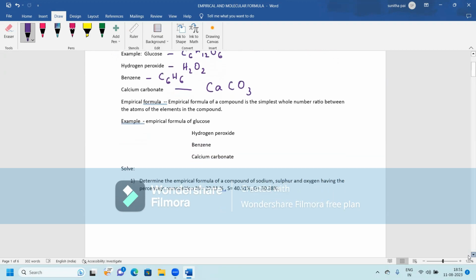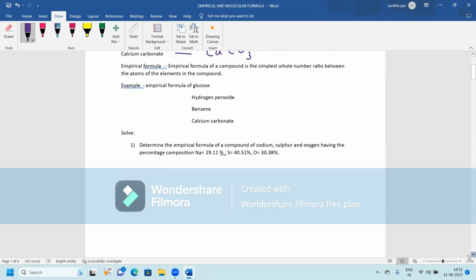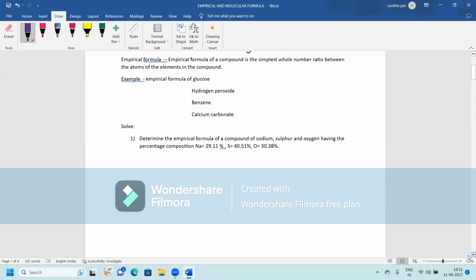Moving on to the next, empirical formula. Empirical formula of a compound is the simplest whole number ratio. So, actual ratio is molecular formula. Simplest whole number ratio will be called empirical formula.